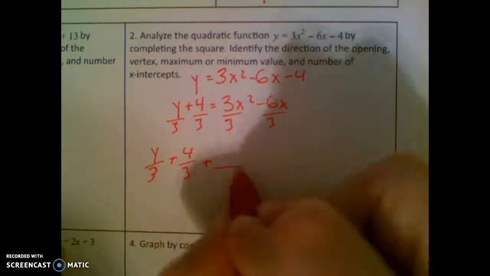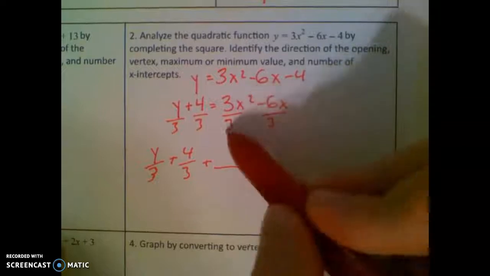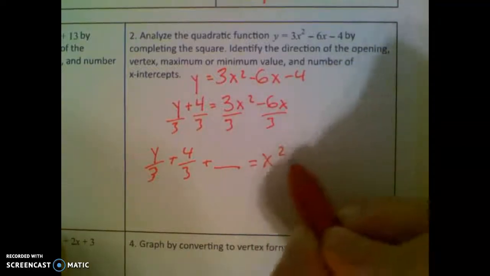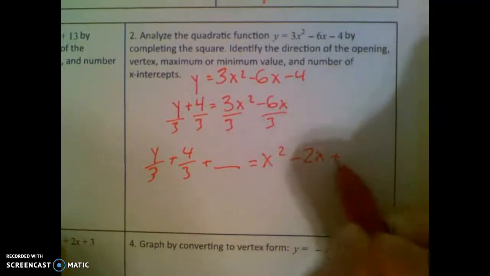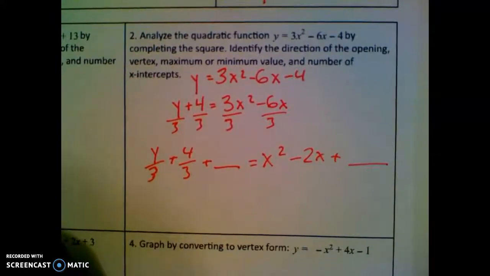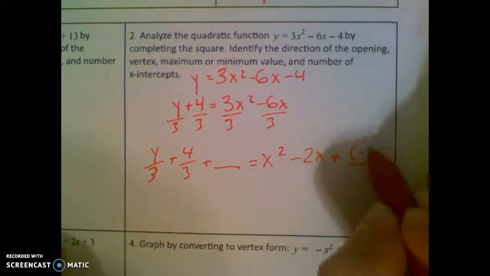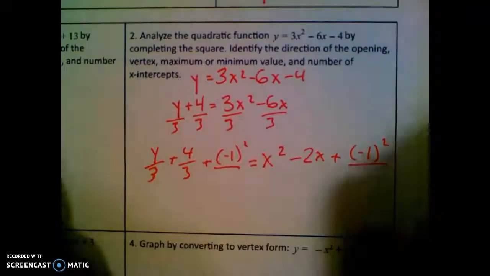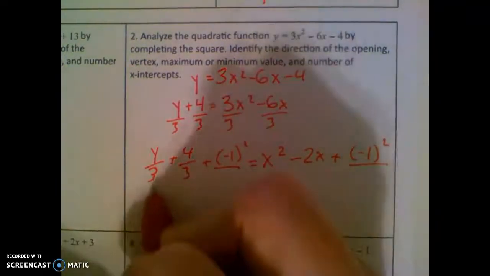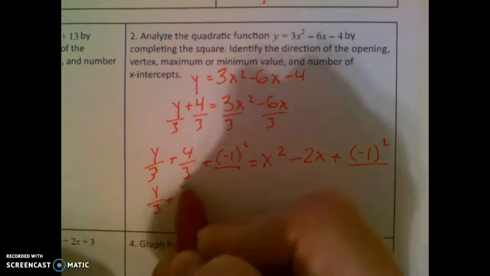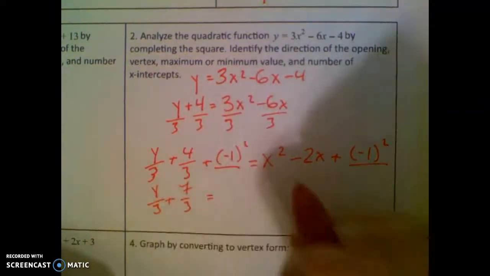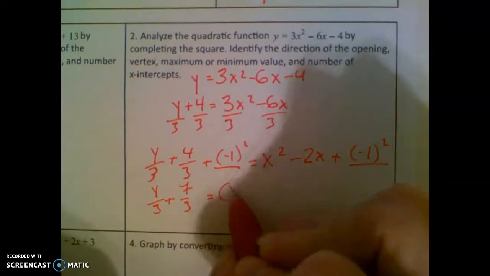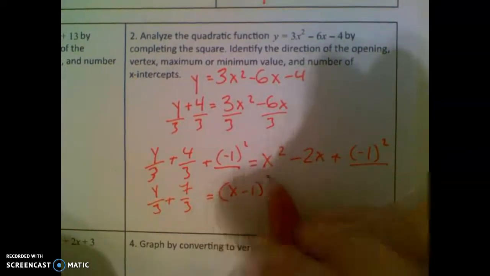Okay, I'm going to go ahead and add some space. And then 3x squared divided by 3 is just straight up x squared. That's going to give me 2x plus some space. To complete the square, I'm going to add half that middle value, so that's a negative 1 squared added to both sides. This is going to give me y thirds plus 7 thirds. And the right side is going to be copy the first, copy the last, squared.